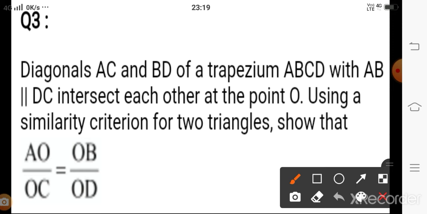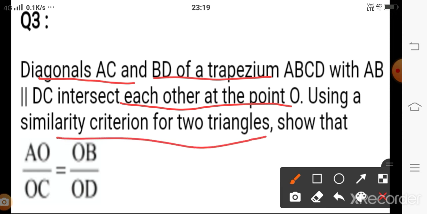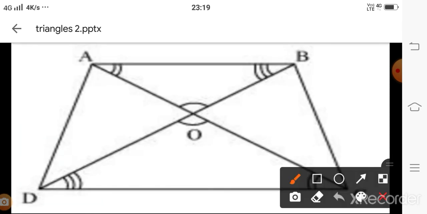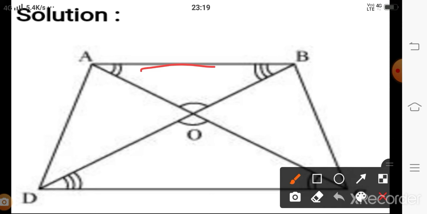Here I am taking question number 3. Diagonals AC and BD of a trapezium ABCD, with AB parallel to DC, intersect each other at O. Then, using the similarity criterion for two triangles, we have to show that AO upon OC is equal to OB upon OD.